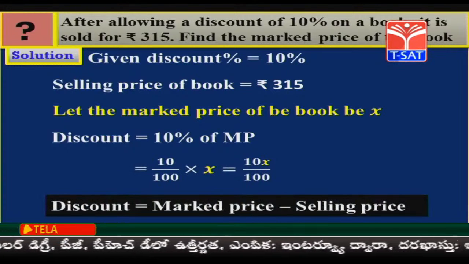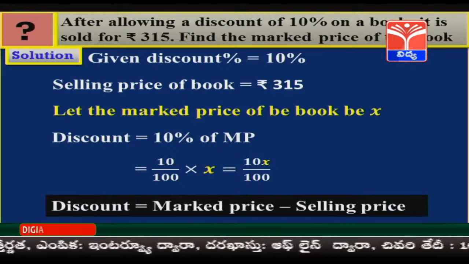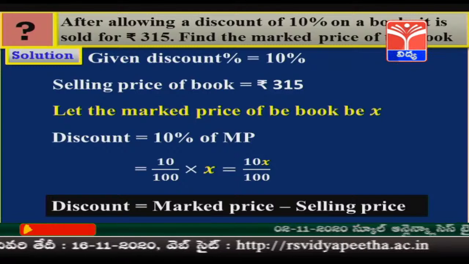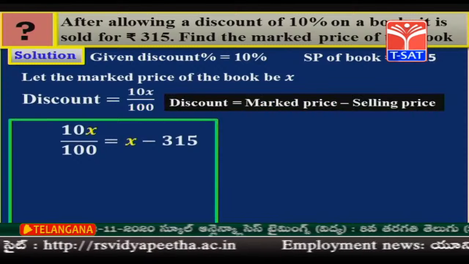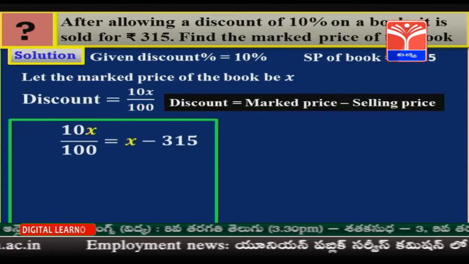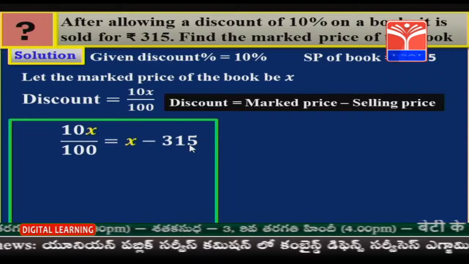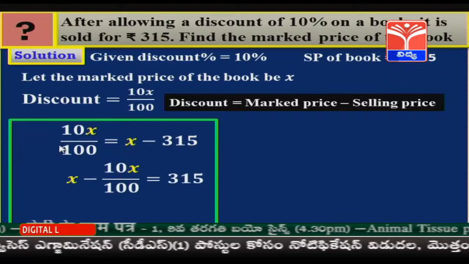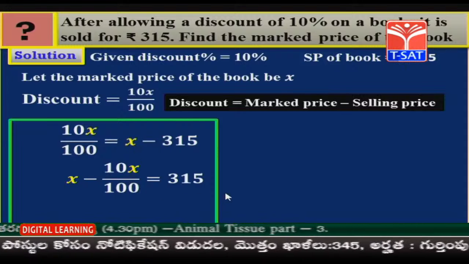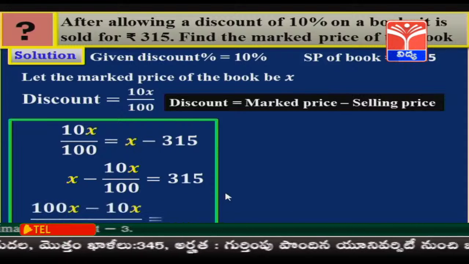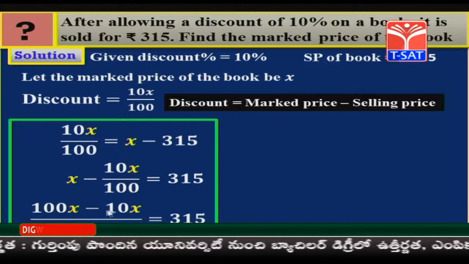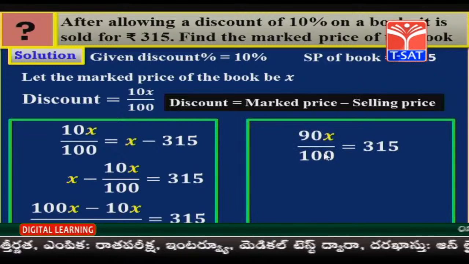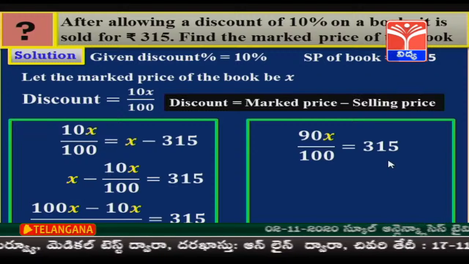Now, recall the formula to find discount, children. It is given by discount equal to mark price minus selling price. Now, let us substitute the values. So, discount is 10x by 100, that is equal to mark price is x, and the selling price is 315 rupees. Now, x minus 10x by 100 will be 315. So, on transformation we get this step. Okay. Now, let us take LCM on LHS. So, we get 100x minus 10x by 100 is 315. So, children, here on subtracting these two we get 90x by 100, that is equal to 315.